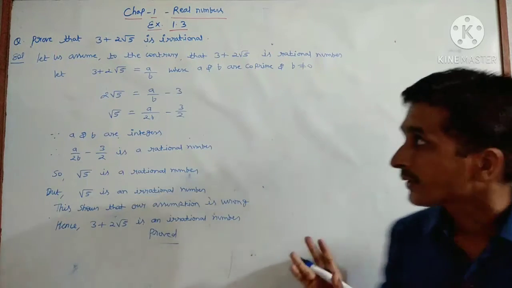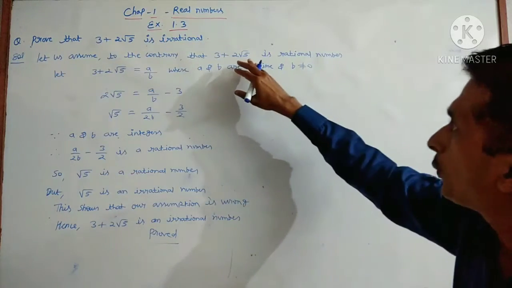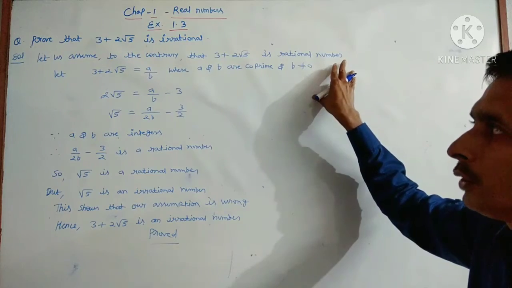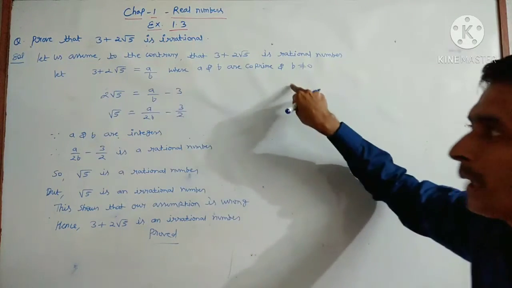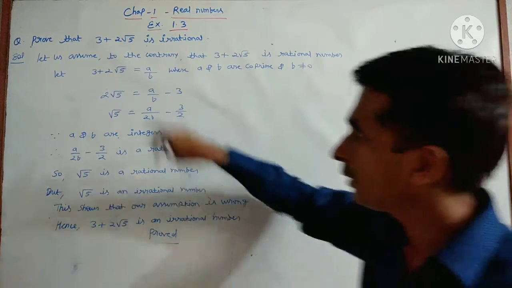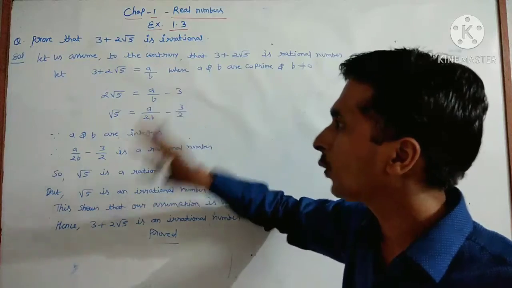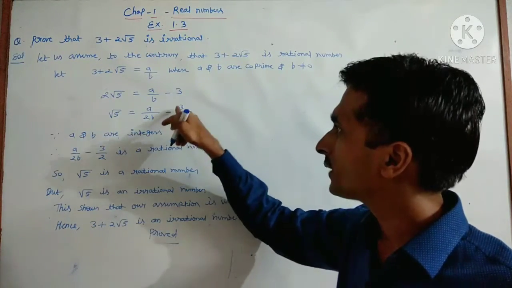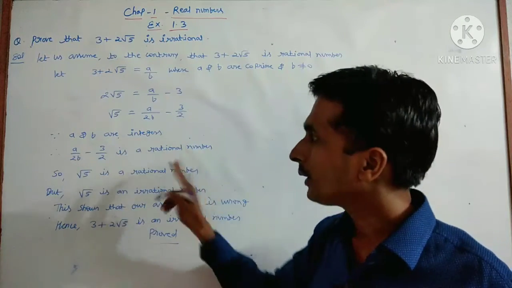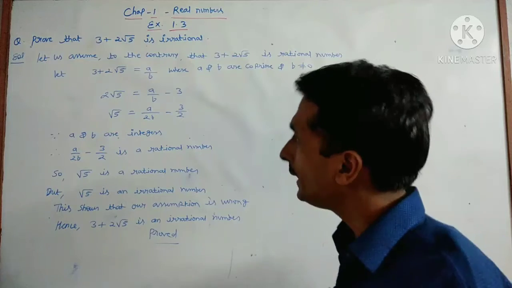Here you can see again, let us assume to the contrary that 3 plus 2 root 5 is a rational number. So that is a rational number, so you can write a upon b, and a and b are co-prime numbers. Okay, and in 2 root 5, 3 goes to the right hand side, it will convert into the negative sign. So root 5 equals a upon 2b minus 3 upon 2. A and b are integers. Okay, because that was a rational number, so a rational number is also in integer form.